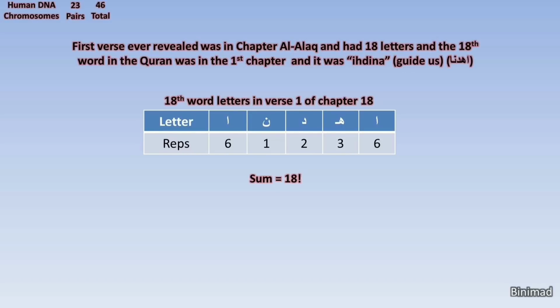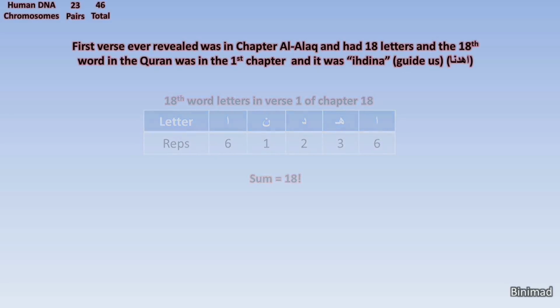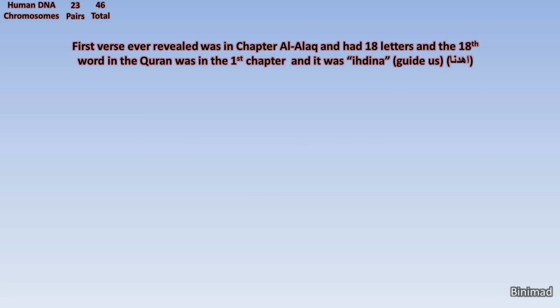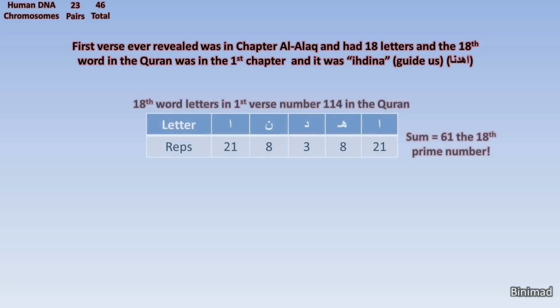This has been about the first verse ever revealed in the Quran and the first chapter of the Quran, and the Quran is 114 chapters. So we look at the first verse in the Quran, that is verse number 114, and repeat this method. Amazingly, we again see 61. Yes, amazingly, the letters of the 18th word repeat in this verse a sum total of 61, which is the 18th prime number. And we have already highlighted much about 18 and 61.